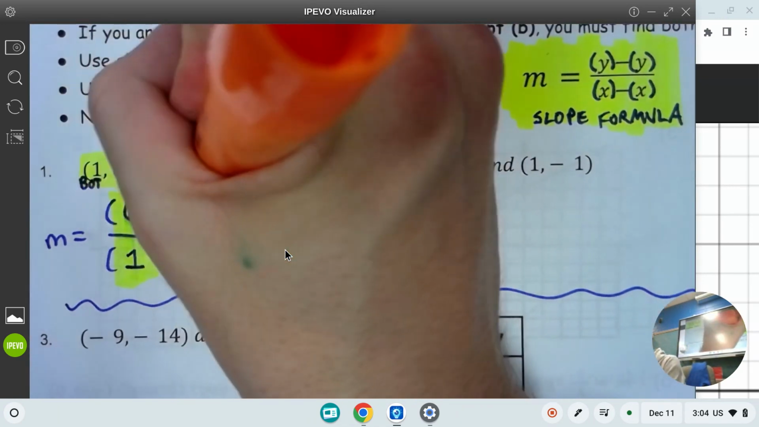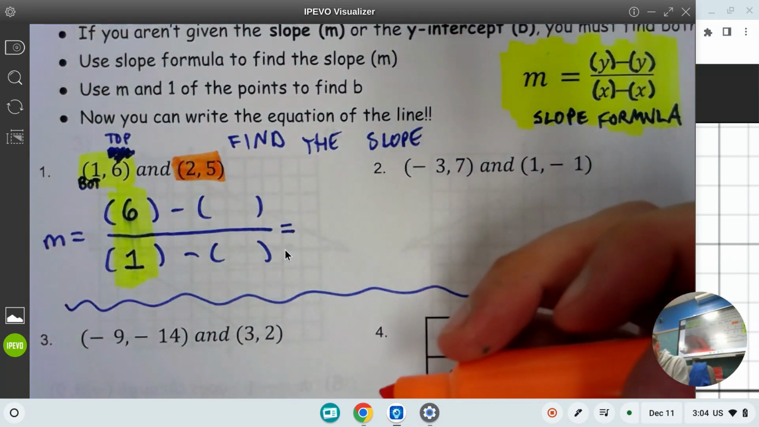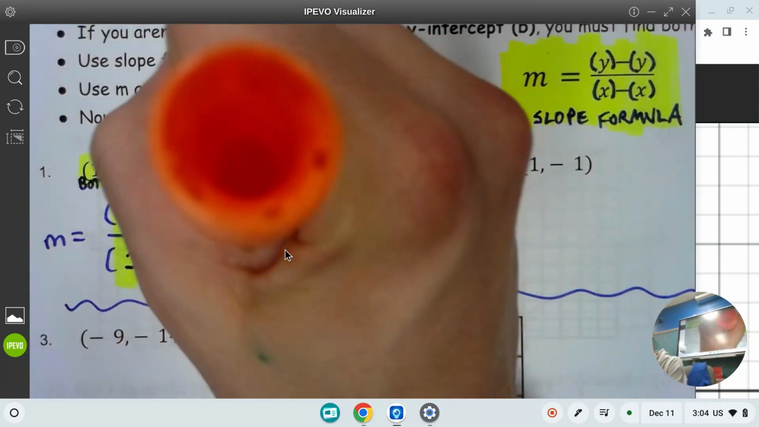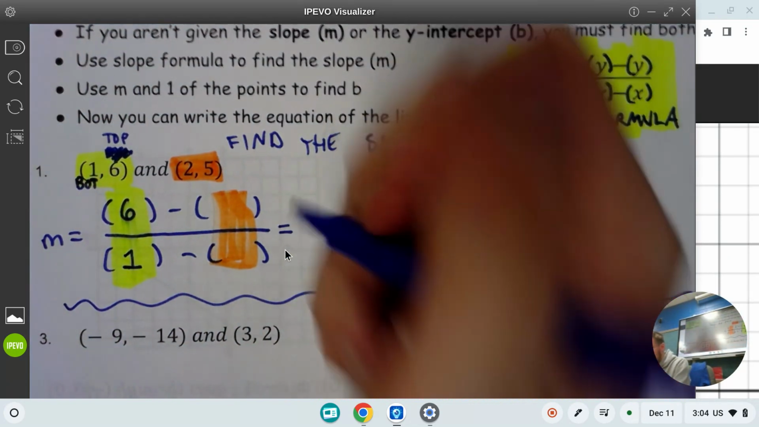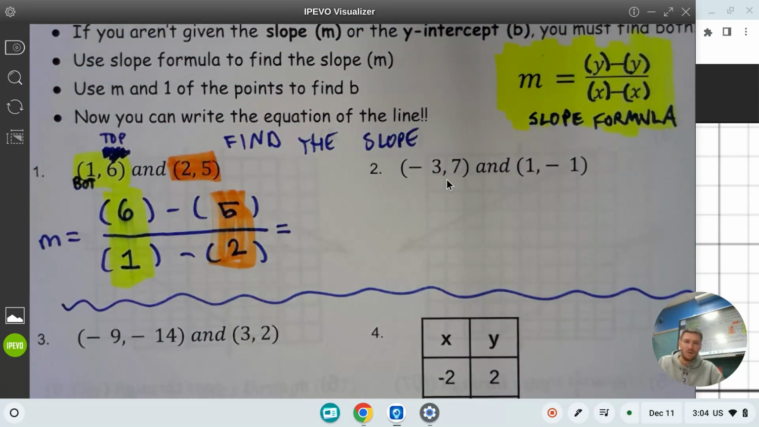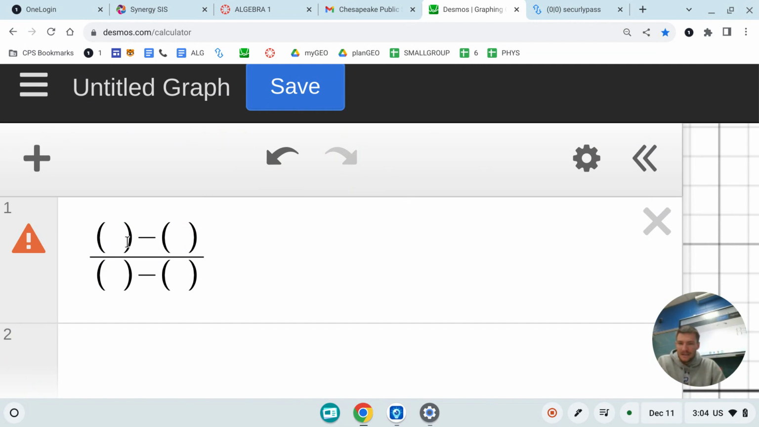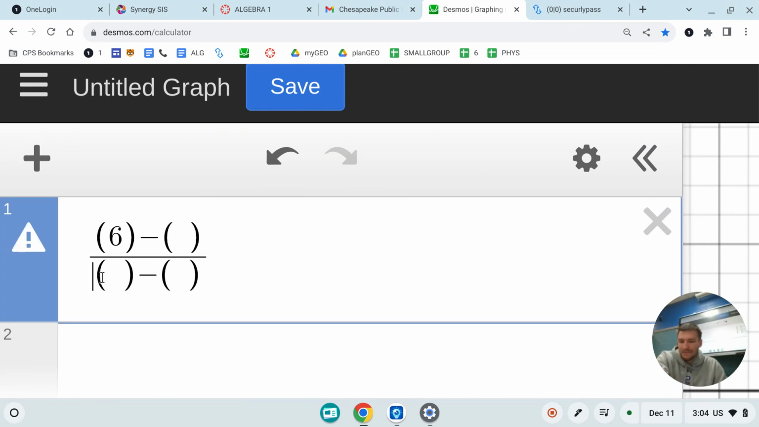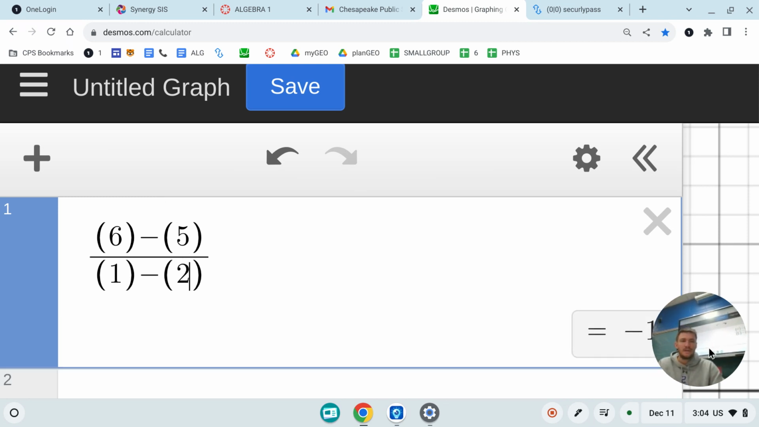Up next is 2, 5. I'm going to speed up a lot. Which number is the top number? 5. Nice job. The 5 goes on the top. I appreciate it. 5 on top, 2 on bottom. We go to Desmos and we type that in. 6 on top of 1. Oh, get it in the parentheses, man. 6 on top of 1. 5 on top of 2. Get my head out of the way.